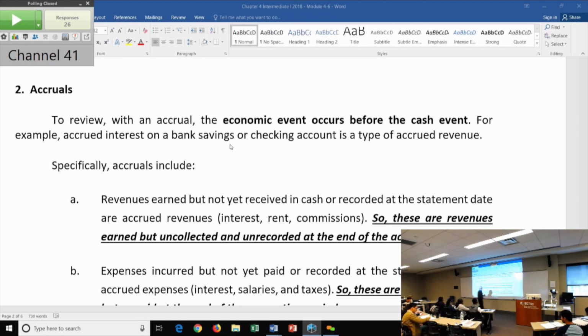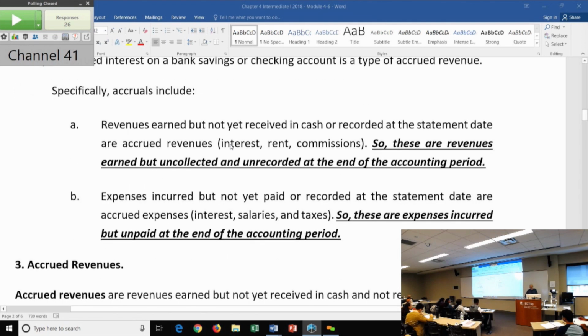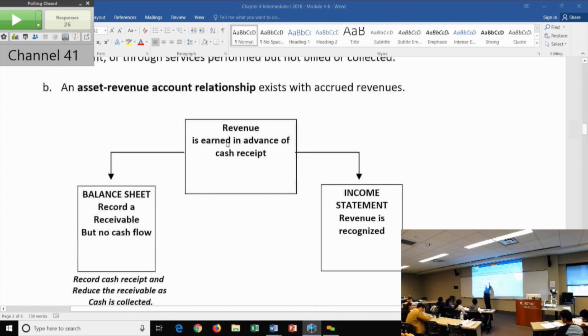So let's take a look at some examples. You could have rent that's accrued, commissions that have been accrued but unpaid, interest that's accrued. In this case, an asset revenue relationship exists. There's no cash in advance, so the revenue is earned first. To make the adjustment, you record a receivable, no cash flow, and you record revenue recognized. Still no cash flow. Only in the future, when the cash is collected, is the receivable paid down. So let's take a look at an example.